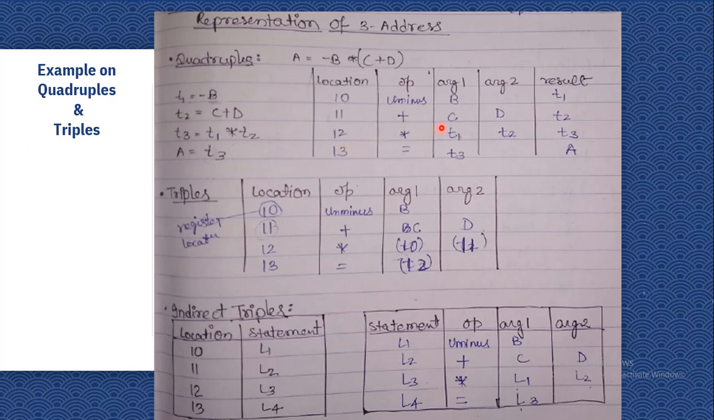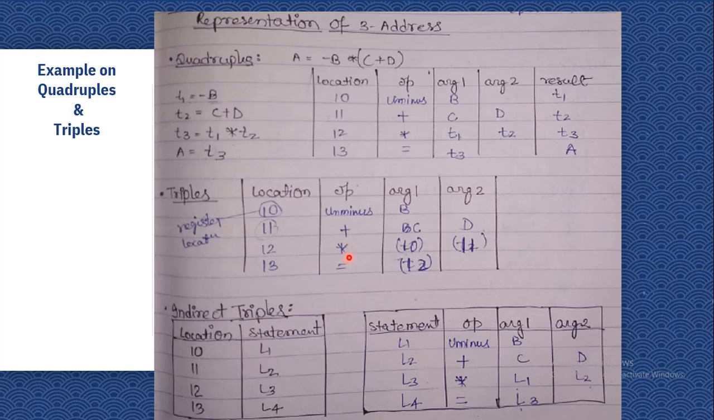The value of c plus d will be stored on the location of 11. So the argument 1 is c, the argument 2 is d, the operator used in this case is plus, and the location is 11.